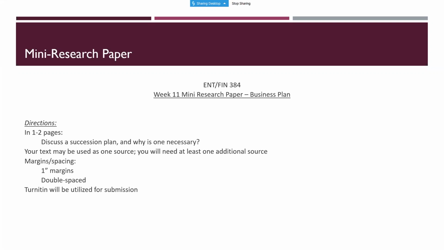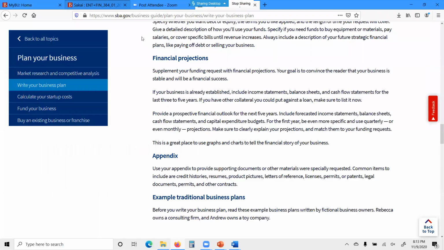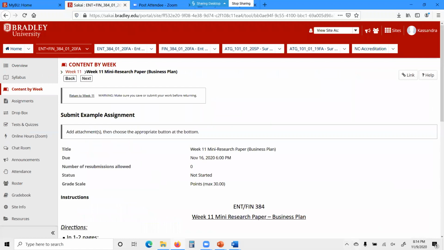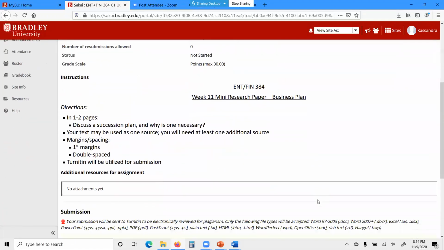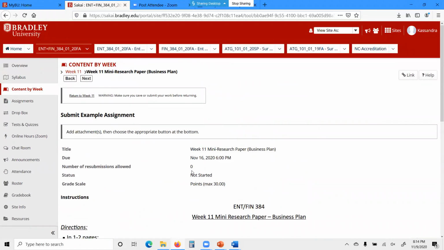We'll use Turnitin. The Dropbox is out, and in our week 11 folder, it's our first Dropbox right here. And the instructions appear here again. And the due date is start of class next time, which is November 16th. I had to do a double take there. Like, is it really? Yeah, it is.